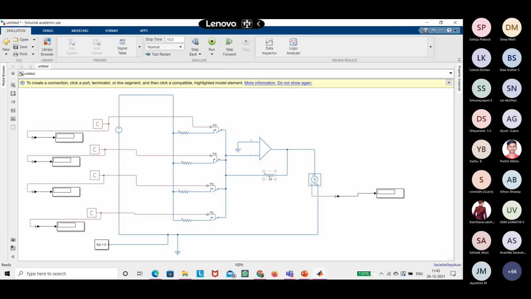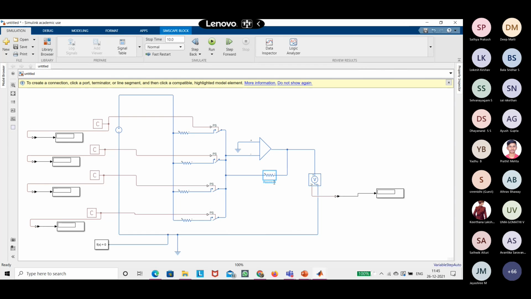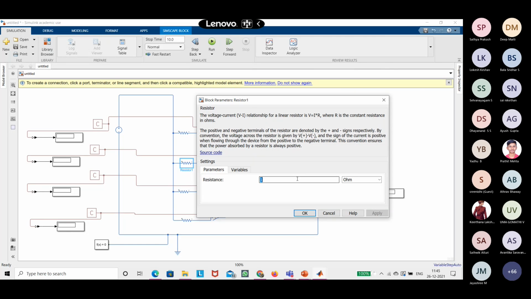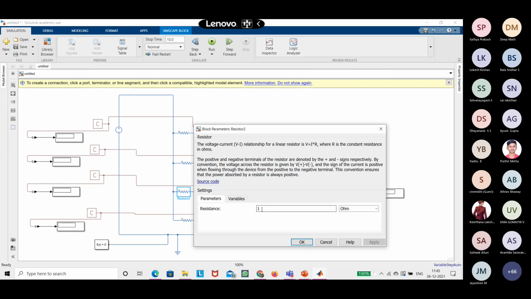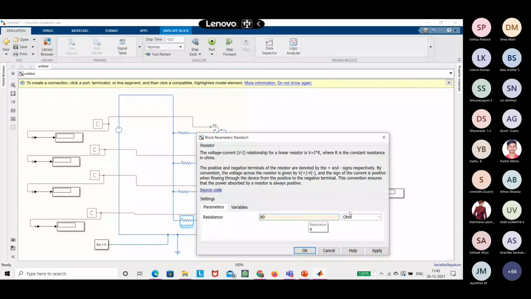So now we'll set the values for the resistors. Say this is the feedback resistor, right? We'll set it to 5, and change it over here to kilo. Click on OK, and then for this resistor, say we have 10 kilo, for this 20 kilo ohms, for this 40 kilo ohms, and for this 80 kilo ohms.